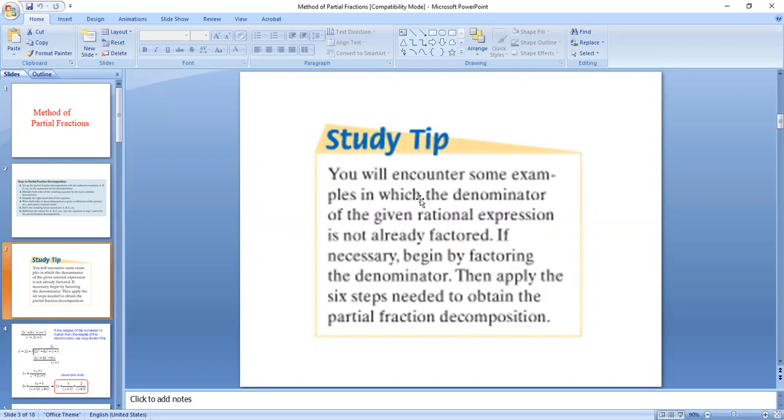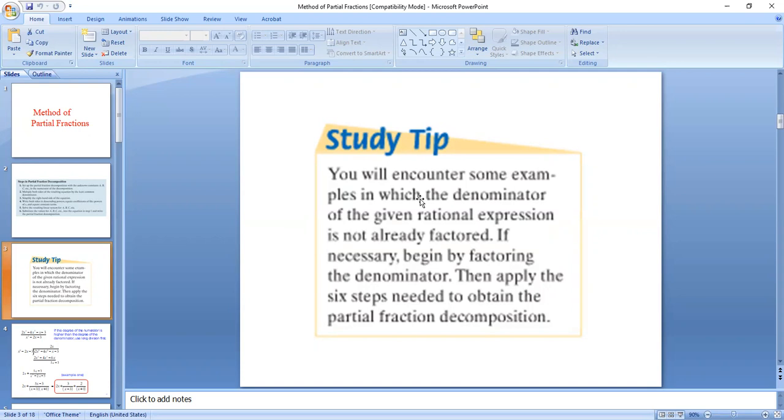If it's not less than the degree of the denominator, you have to resort first to long division. How do we do long division? That will also be illustrated to you. So the step, class, if I will summarize: inspect the degree of the numerator and the denominator.